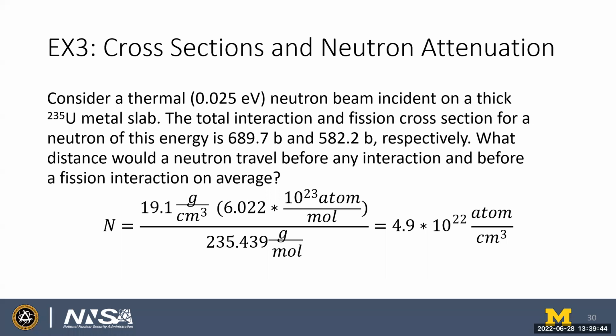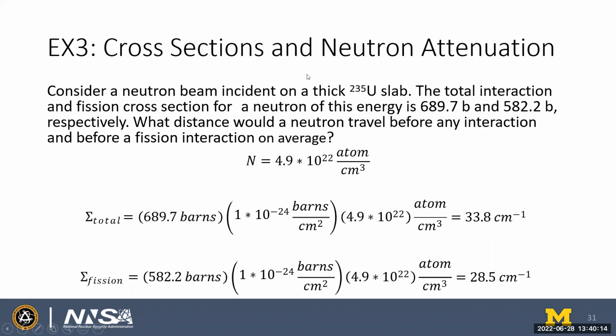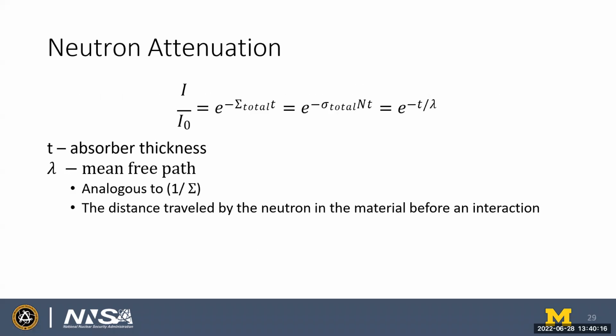Take a moment to write that down. We'll go back and you can use that number and the 689.7 barns for the total cross section and the 582.2 barns for the fission cross section to get the mean free path for each type, the total mean free path and the fission mean free path. Just take a chance to write those down. Sorry, I keep moving from Zoom to PowerPoint. Then I'll show you the solution in a second, but you can plug it into this equation here.